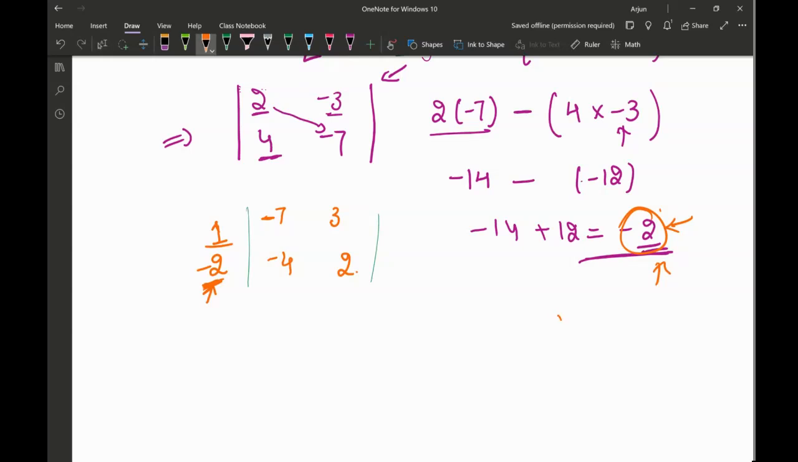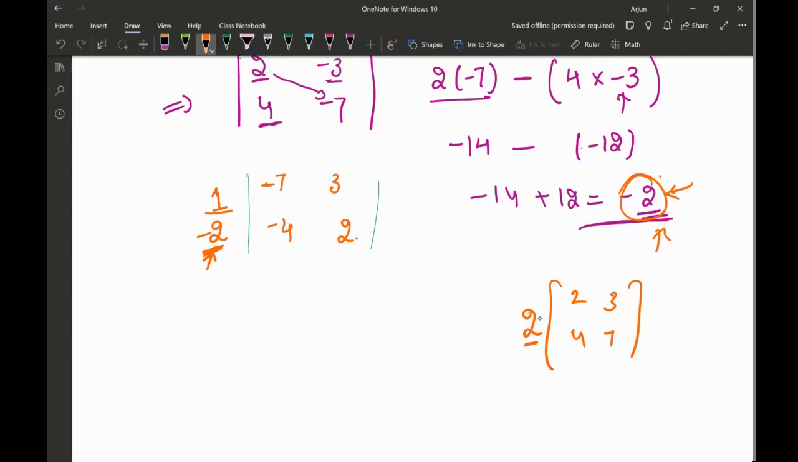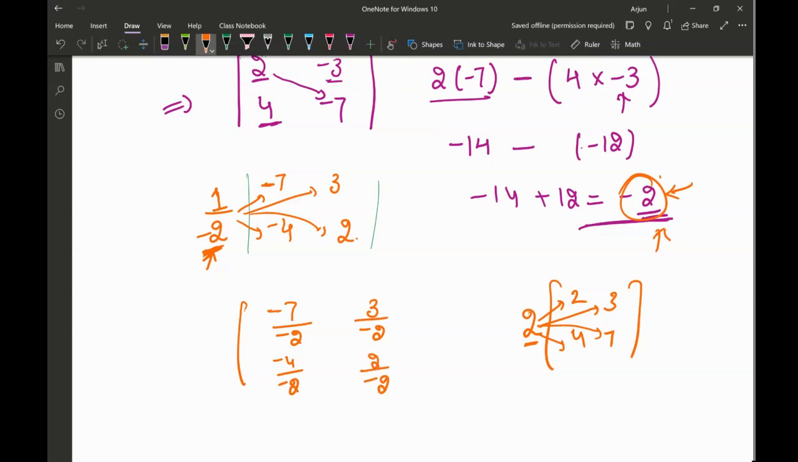Now here is one more thing I want to tell you. If you are given a matrix, let's say 2, 3, 4, 7, and I multiply it by a random number, a scalar quantity, this scalar will multiply with every term in the matrix. In the same way, I'll multiply 1 over minus 2 with each term here. So this is going to become minus 7 over minus 2, 3 over minus 2, minus 4 over minus 2, and 2 over minus 2.